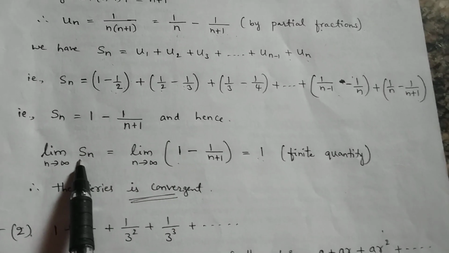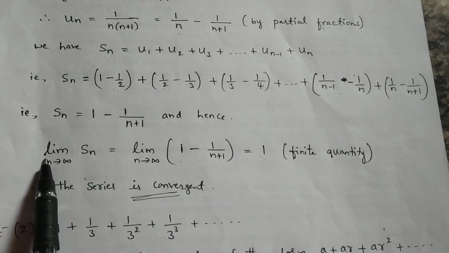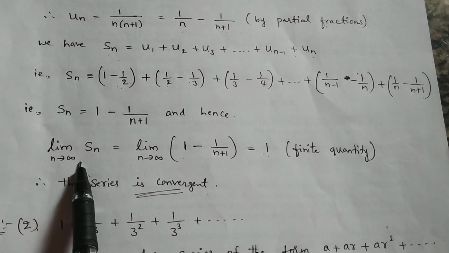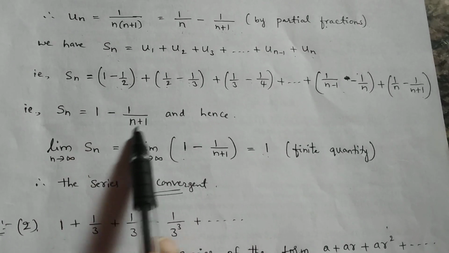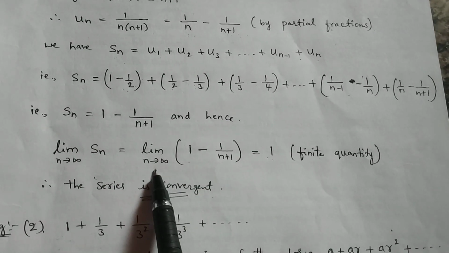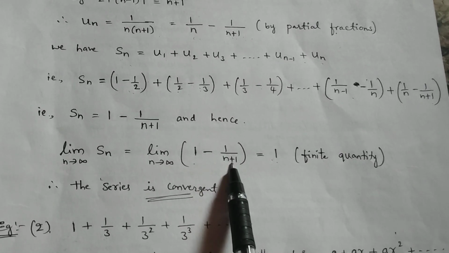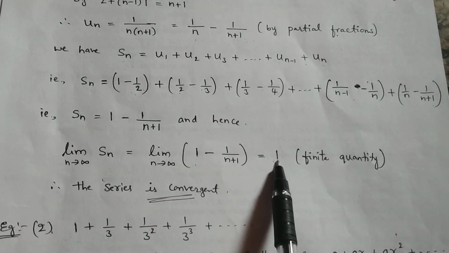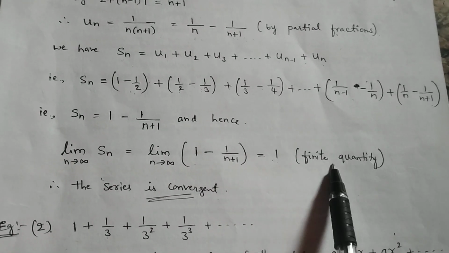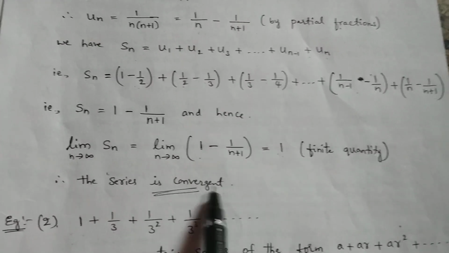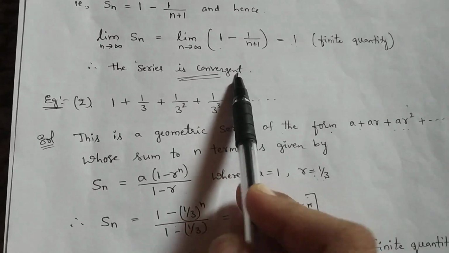Now let us apply the definition. After finding Sn, we need to apply n tending to infinity. Whenever you put n as infinity, 1 divided by infinity is 0. So the leftover value is 1. 1 is a finite, definite result. Therefore, the series is called a convergent series.